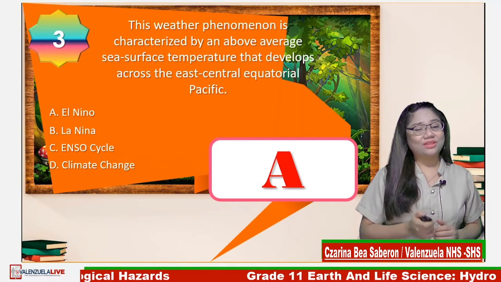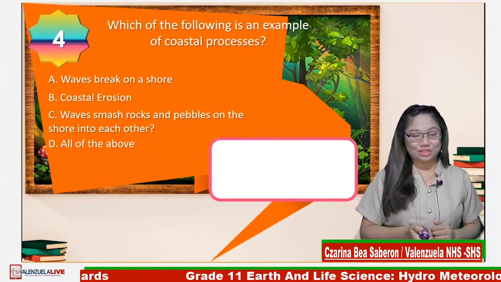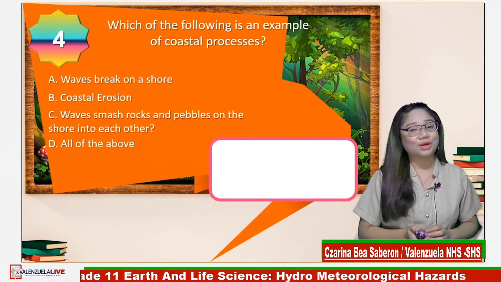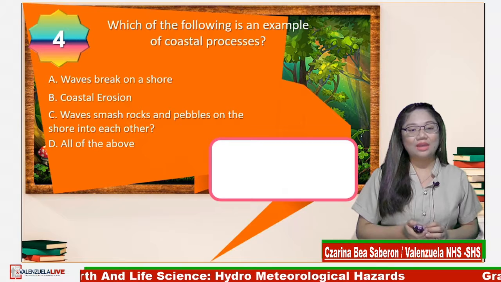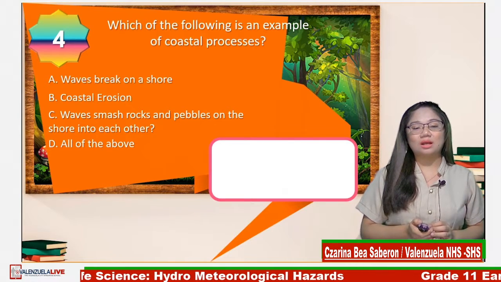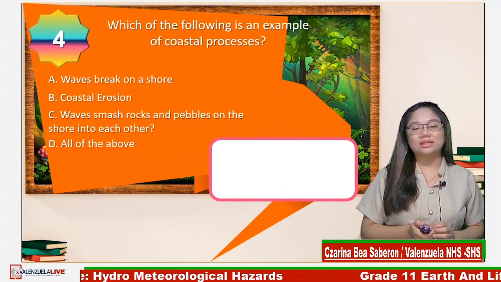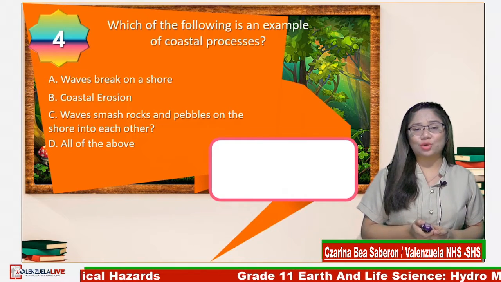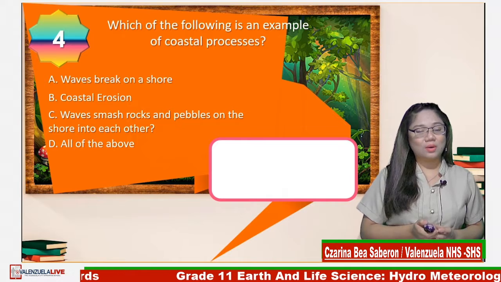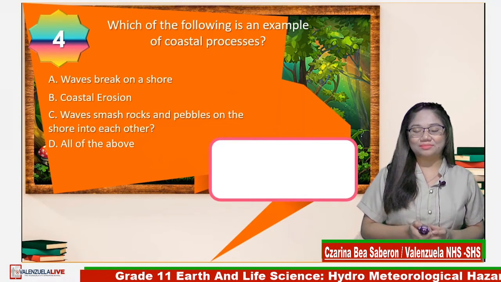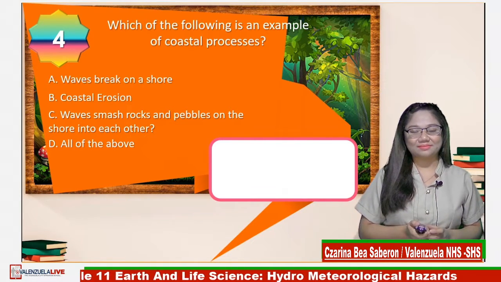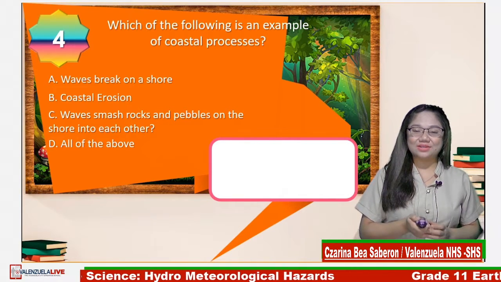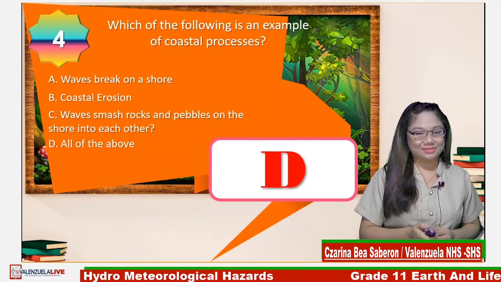Now, for the fourth question rather, which of the following is an example of coastal processes? A, waves break on a shore. B, coastal erosion. C, waves smash rocks and pebbles on the shore into each other, or D, all of the above? Well, of course, the answer is letter D.